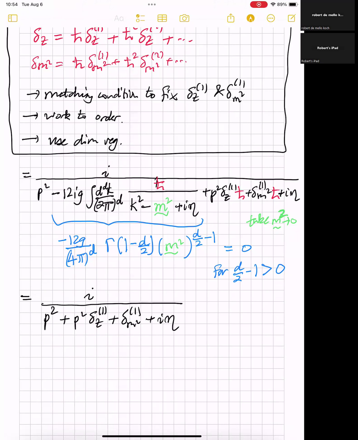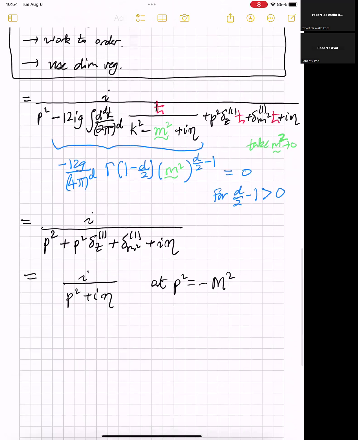And now we say, well, this had better be equal to i over p squared plus i eta at p squared equal to minus m squared. That's our first renormalization, our first matching condition. When we set that equal, it takes a little bit of thinking, but I'm sure you can do this, no problem. It means that we get delta z is 0 and delta m squared is 0.